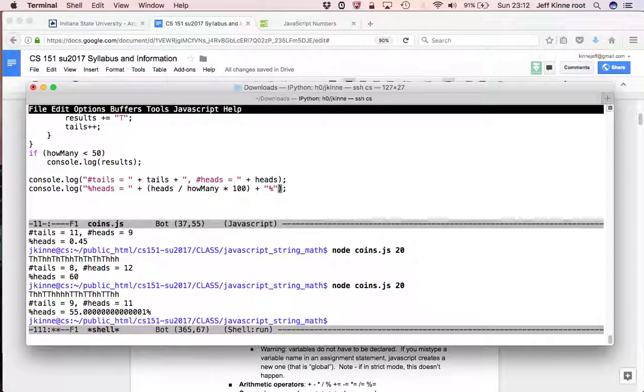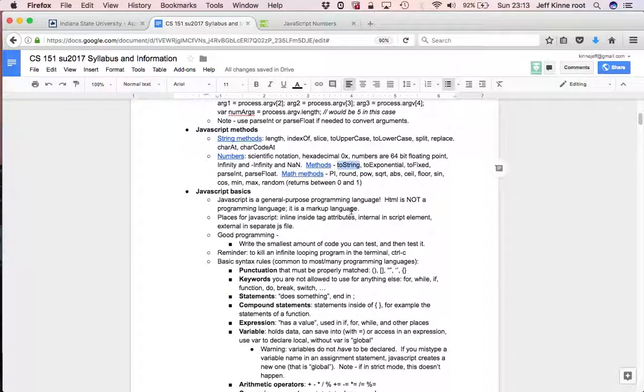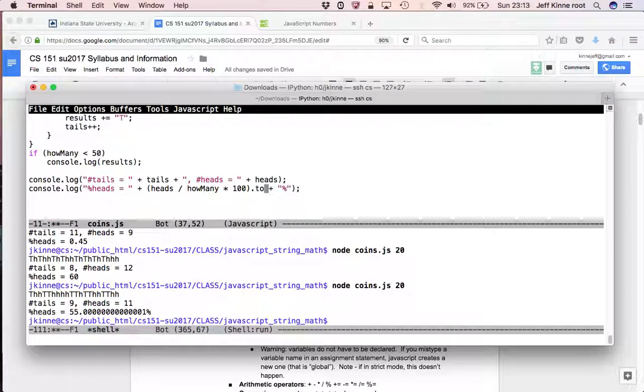Okay, so that's not so great. Let's use one of our other functions here. So there is toFixed. That'll only print a certain number of digits. Let's just print 1. Okay, so that's never going to print more than 1 after the decimal place, which would be nice.